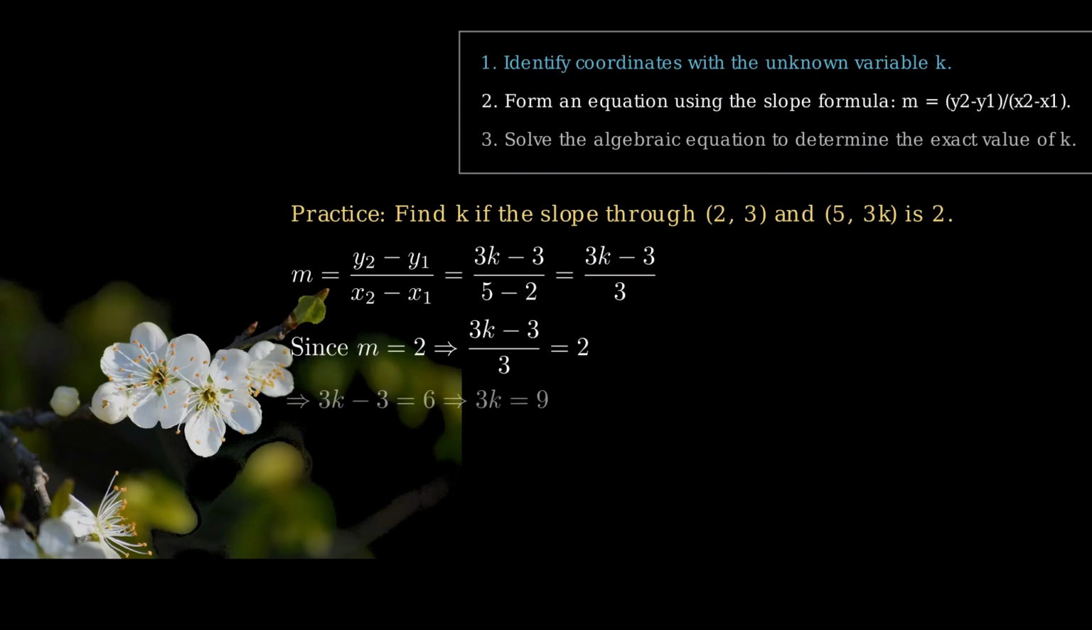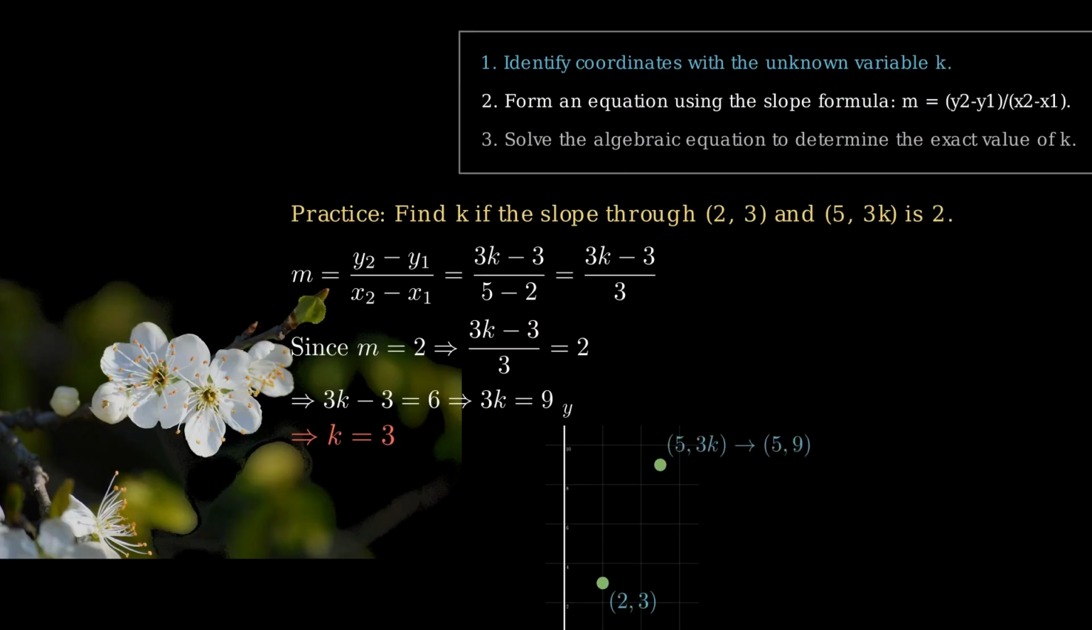First, substituting the values into our slope formula gives 3k minus 3 over 5 minus 2. This simplifies to 3k minus 3 over 3. Since the given slope is 2, we can write the equation as 3k minus 3 over 3 equals 2. Multiplying both sides by 3, we get 3k minus 3 equals 6. Adding 3 to both sides gives 3k equals 9. Finally, dividing by 3, we find that k equals 3.